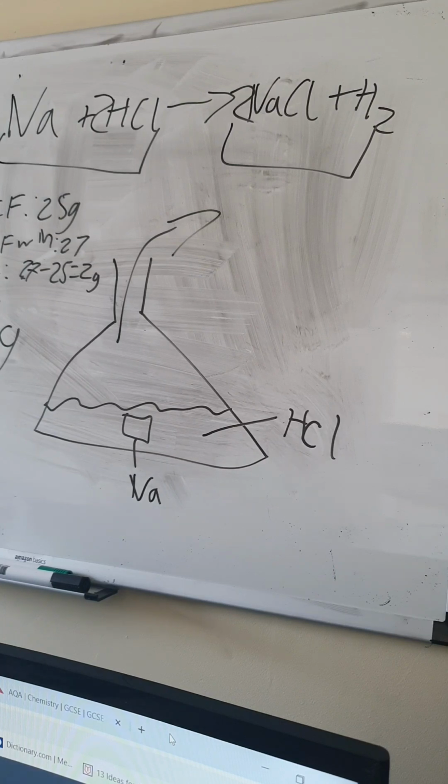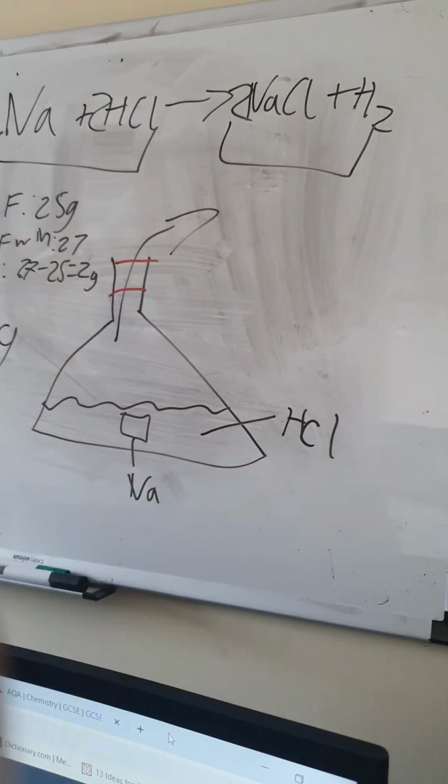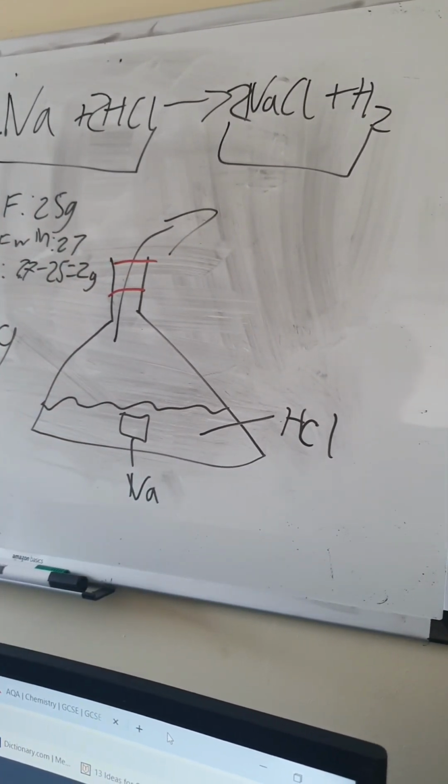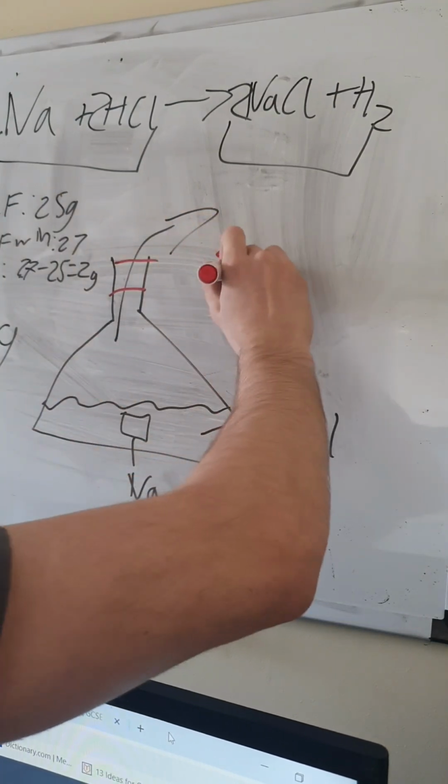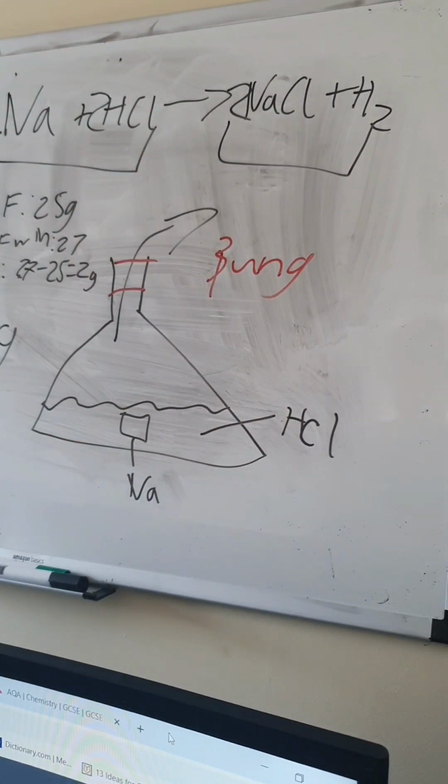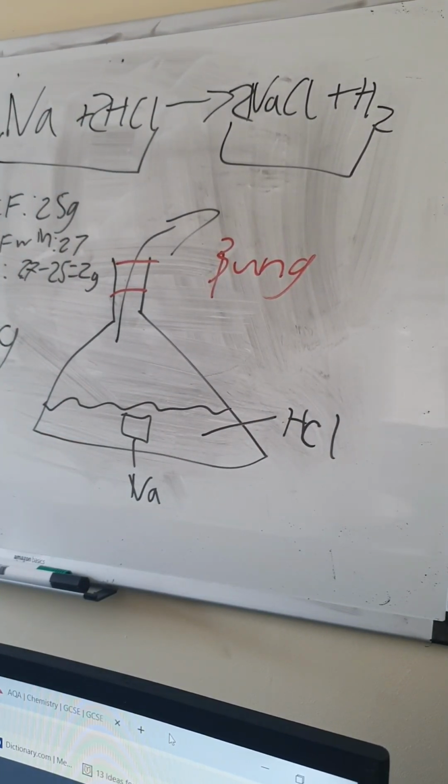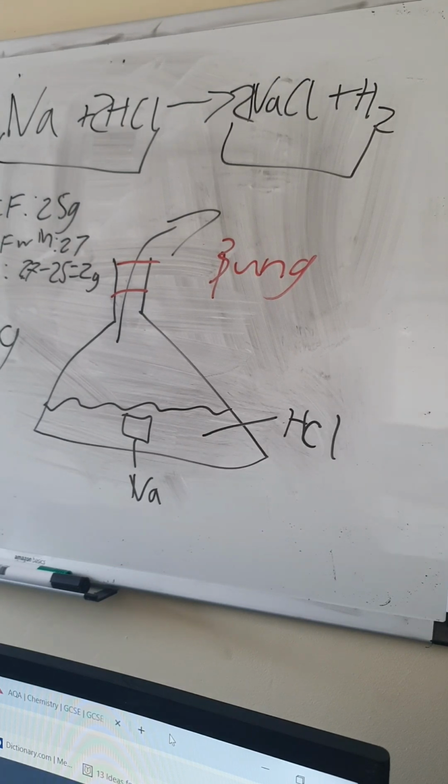And to fix that, we put on something called a bung, which is basically just a big stopper. B-U-N-G, bung. We put on a big stopper, and that stops any gas from coming out. Okay? And therefore, the mass could be the same.